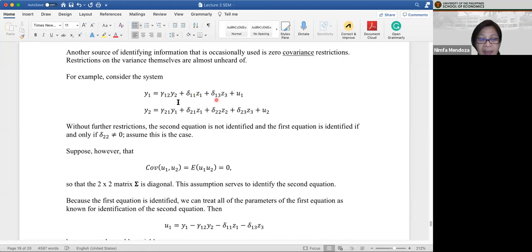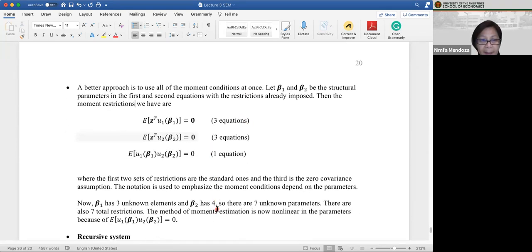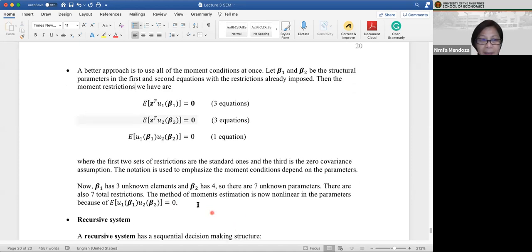Here you have three structural parameters. Here you have four structural parameters you would like to estimate. So there are 7 unknown parameters and 7 total restrictions. So the method of moments estimation would now be nonlinear in the parameters because of this third restriction. So we would not go into that anymore because that would involve nonlinear GMM.